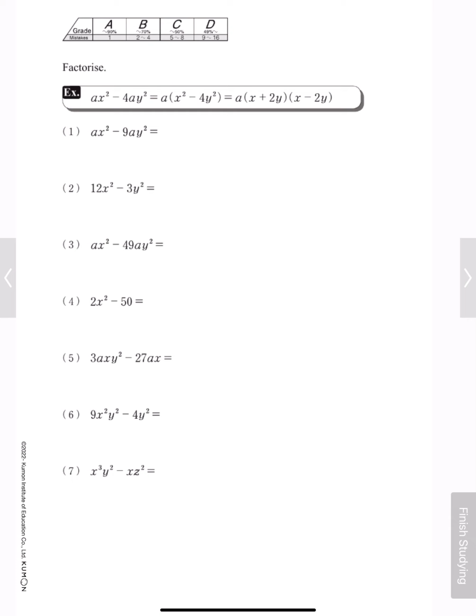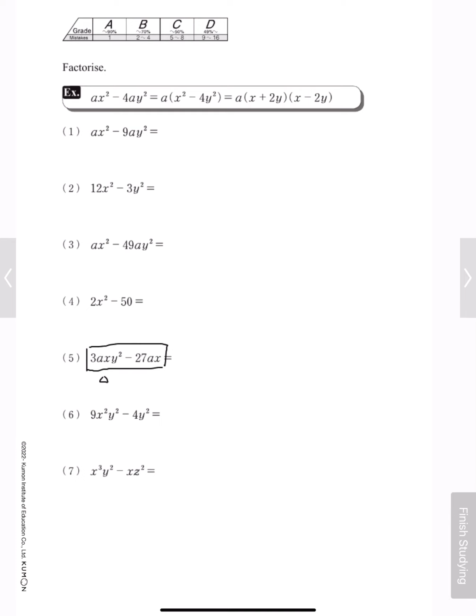Okay, so this is something different. We're taking the number out first, and then we're using the difference of squares. The idea, again, is very simple. Let's look at this number: 3axy squared minus 27ax. First of all, there's nothing here I can make a complete square, because 3 is nothing to square, a is also nothing to square, and x also is nothing to square.